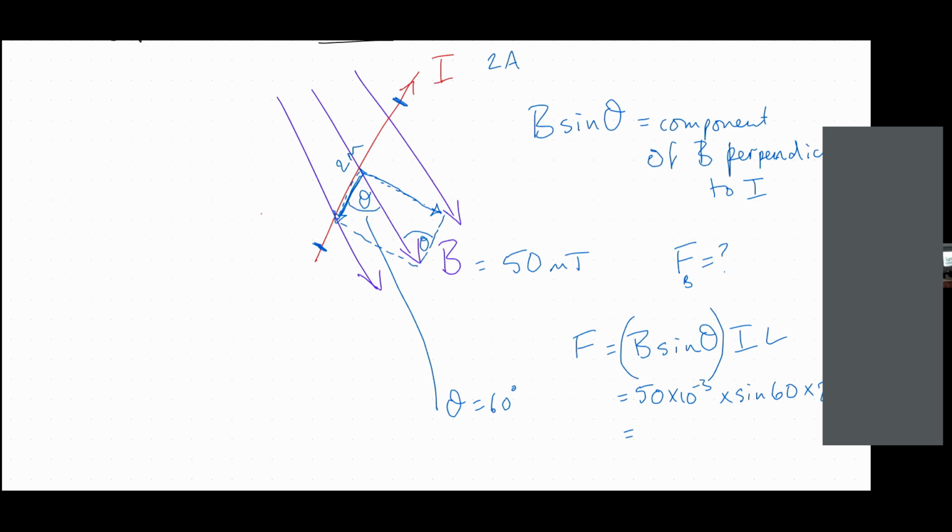So it's 50 times 10 to the minus 3 times sine 60 times 2 times 2, and I end up with only a very small force. I get F is equal to 0.17 newtons. Okay, so just so that you're aware, B is a vector, right?